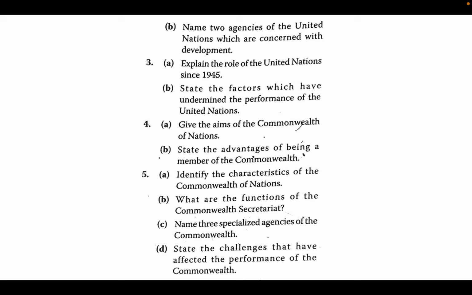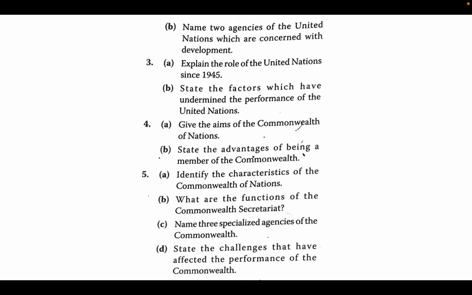3A. Explain the role of United Nations since 1945. 3B. State the factors which have undermined the performance of the United Nations. 4A. Give the aims of Commonwealth of Nations. 4B. State the advantages of being a member of the Commonwealth.